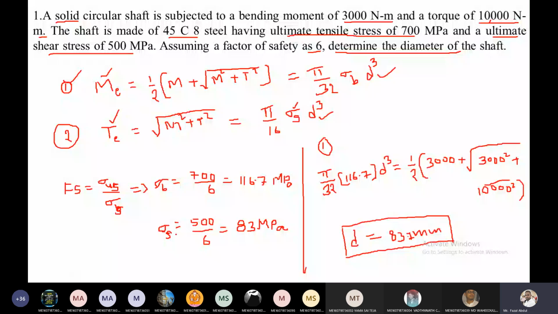According to this theory, pi by 16 times S value, I got 83 megapascal. D value you need to calculate, and square root of 3000 square plus 10,000 square.